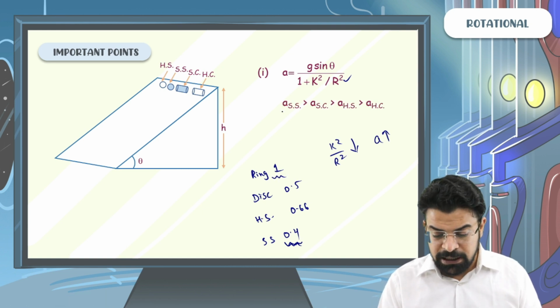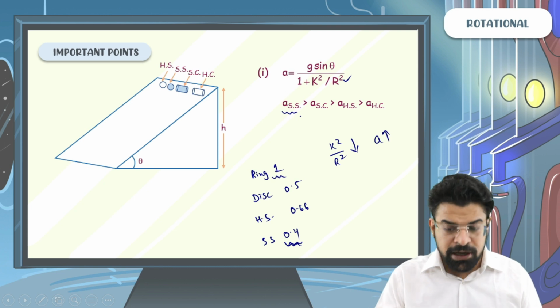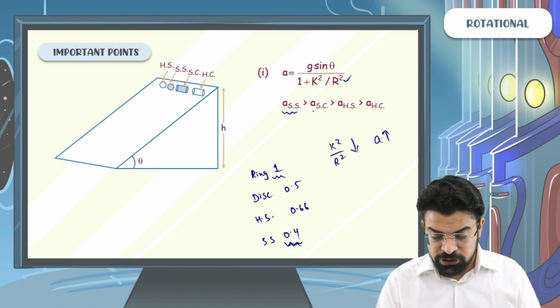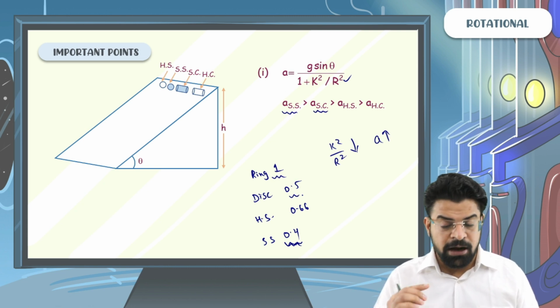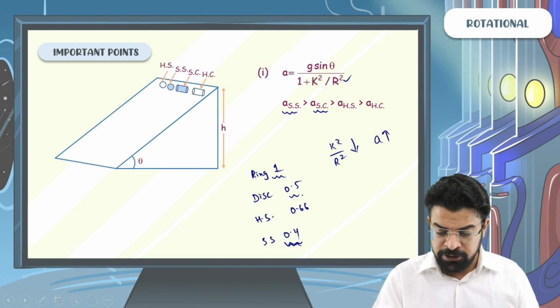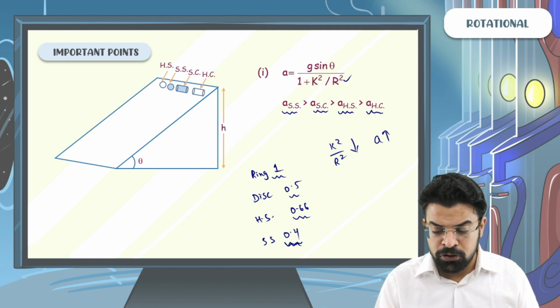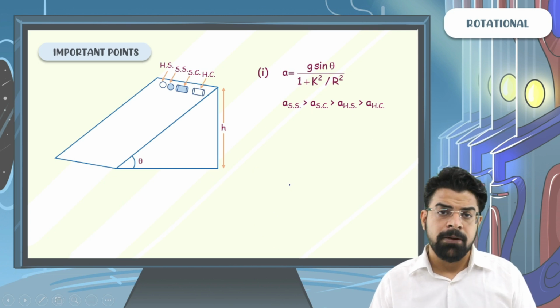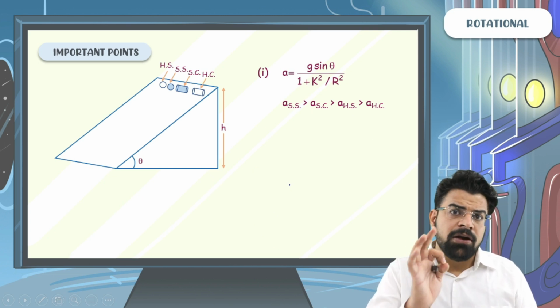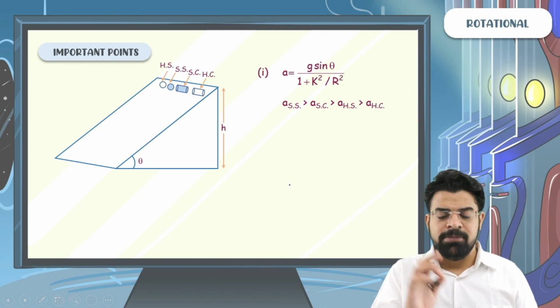So remember that acceleration of solid sphere is greater than acceleration of solid cylinder 0.5, after 0.4 you get 0.5, which is greater than acceleration of hollow sphere 0.66, which is greater than acceleration of hollow cylinder, same as ring, which is 1. So remember this thing. Next thing, on which one of them will the friction force acting be highest?